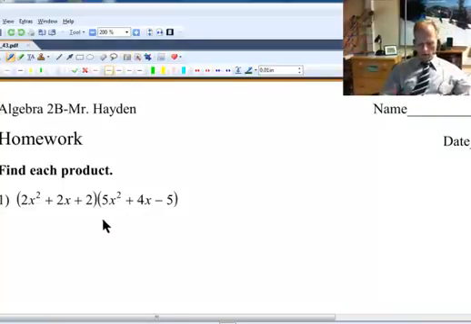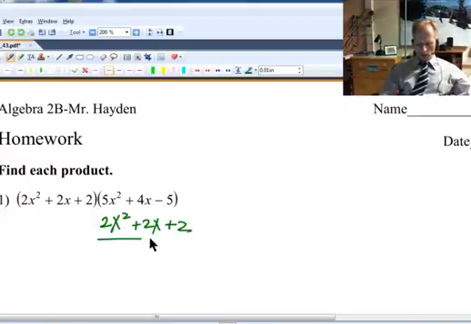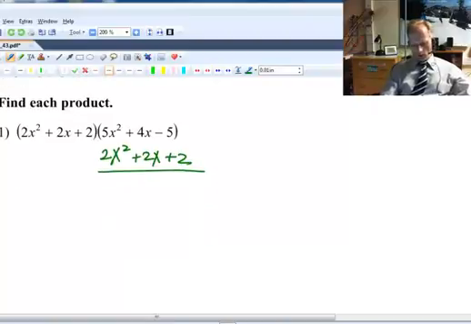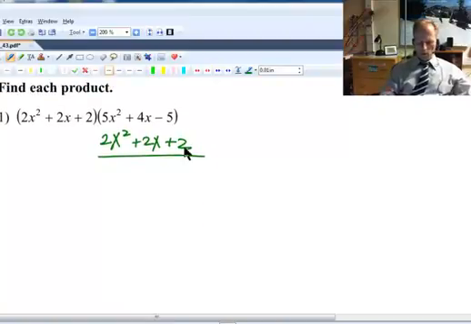Alright, in the first problem I'm asked to multiply two polynomials together. So I do that by writing one of them underneath the other one. And I'm going to start with the 2 on the far right. When I do that, I multiply 2 times negative 5, which gives me negative 10. Then 2 times 4x is 8x. 2 times 5x squared is 10x squared.